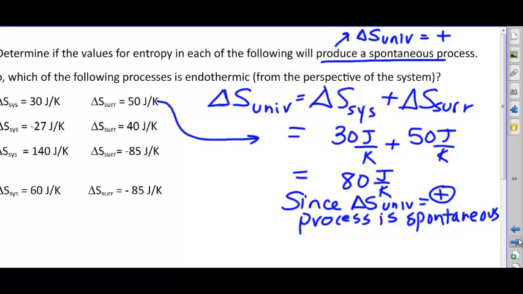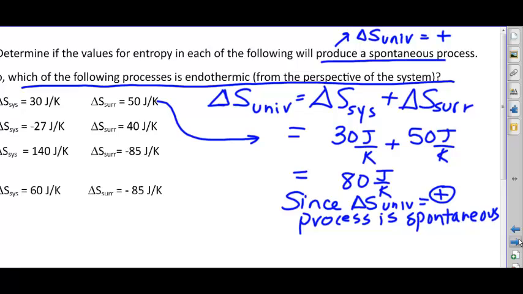But there's another part of this question. They want to know if the process is endothermic. And it's kind of confusing when it says from the perspective of the system, because it makes you think you need to look at delta S of the system. You are not. If the system undergoes an endothermic change, where does it get that energy from? The surroundings. So what should happen to the entropy of the surroundings if the system undergoes an endothermic change? It should go down, right? It should be negative. Okay?